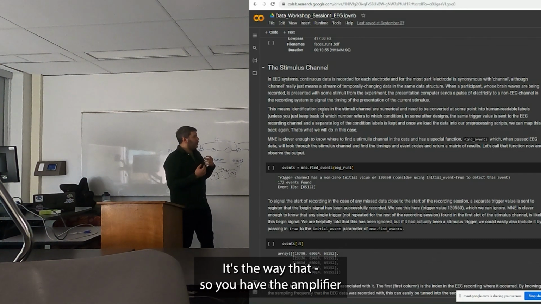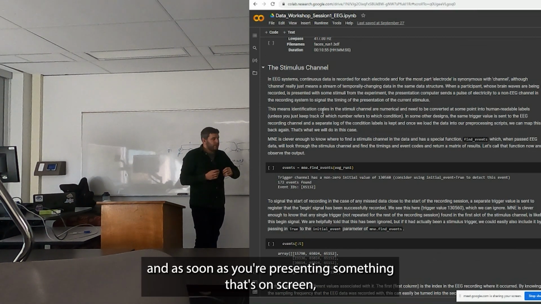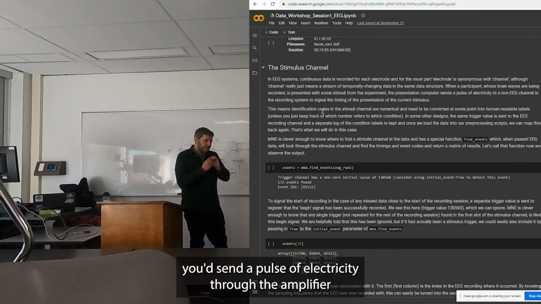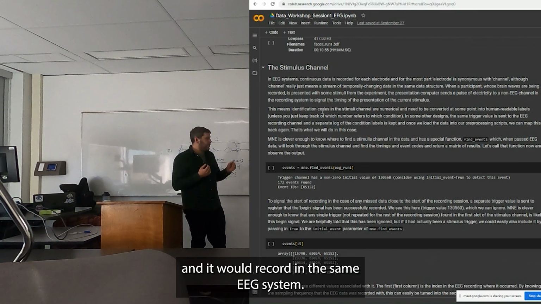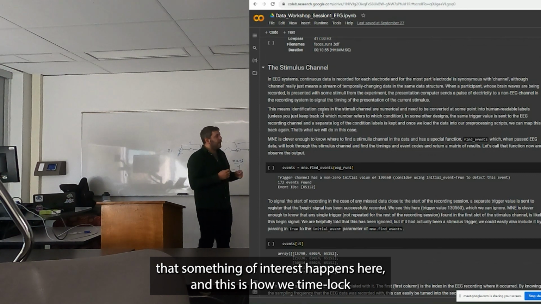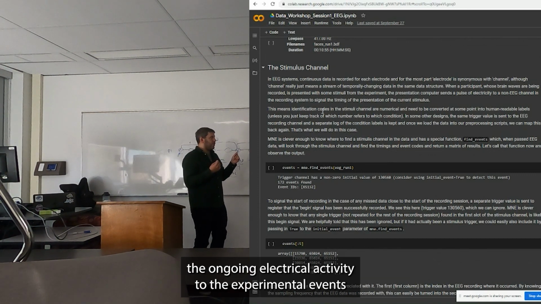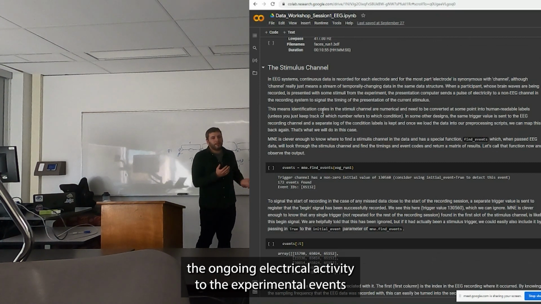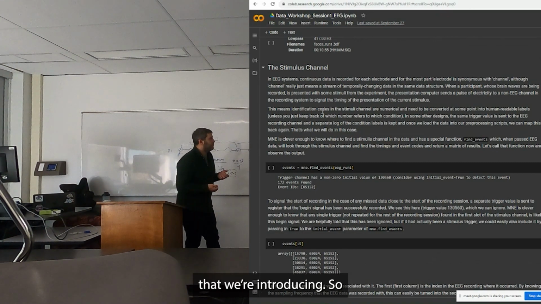It's a way that, as you have the amplifier, as soon as something is presented on screen, you send a pulse of electricity through the amplifier, and it records in the same EEG system that, okay, the experimenter has told me that something of interest happens here. This is how we time lock the ongoing electrical activity to the experimental events that we're introducing.